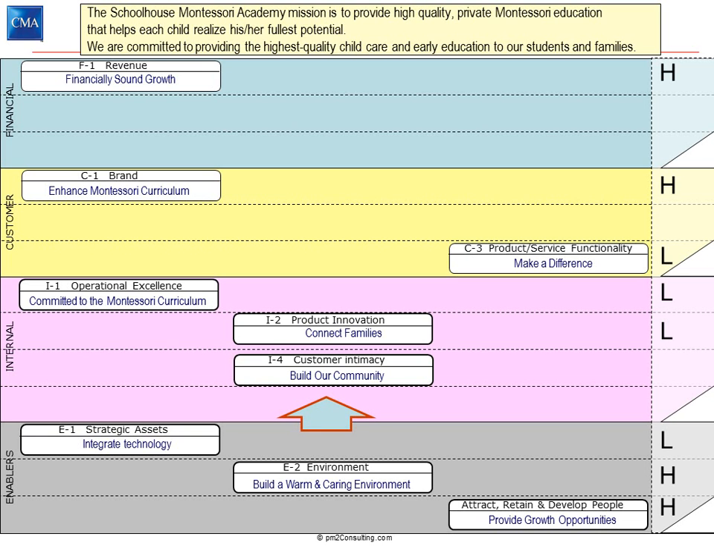Now in this case, the idea of customer intimacy, building their community, links directly into product innovation. If we understand what our communities want, we're better able to use the school to connect families. Innovation supports making a difference, as does the operational excellence objective of committed to the Montessori curriculum. Both of those support the product service functionality that people want, make a difference. And that supports the financially sound growth, and operational excellence also supports the Montessori brand.